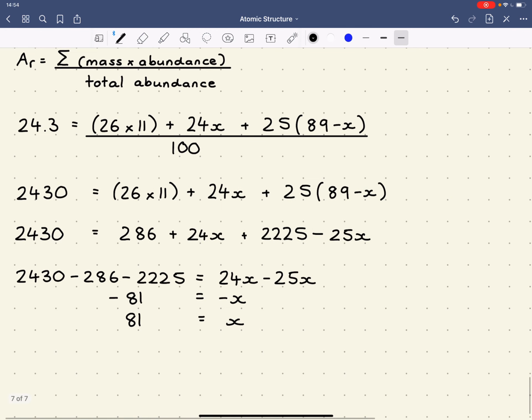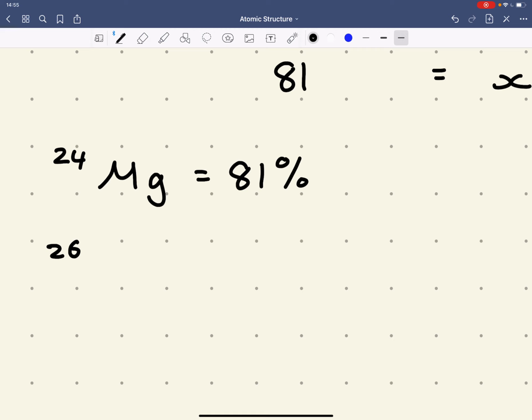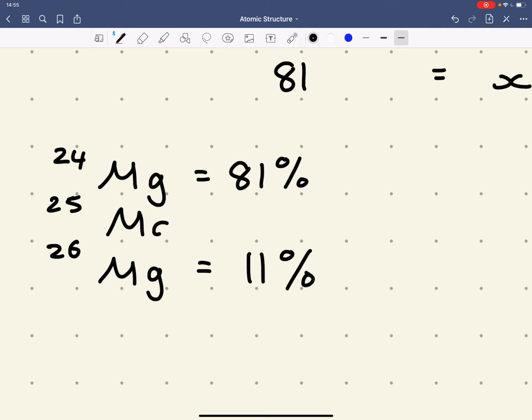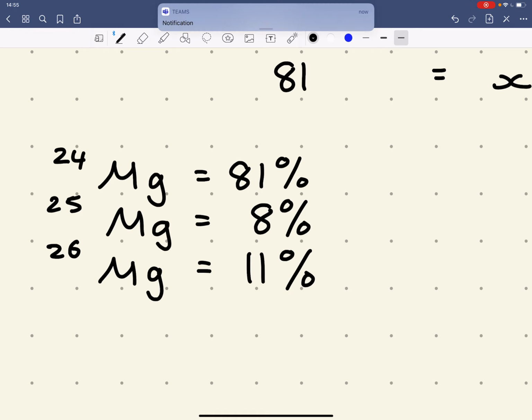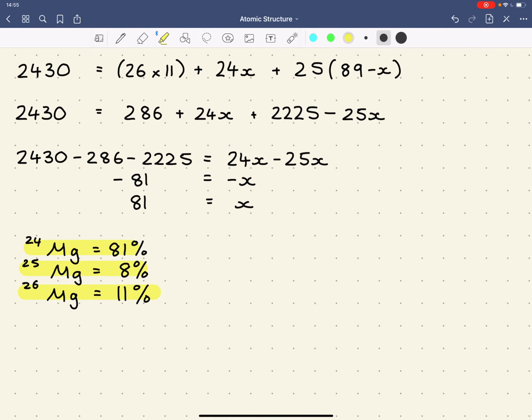Now the x is obviously talking about the abundance of the magnesium-24 isotope, so the Mg24 is equal to 81%. We already know that the magnesium-26 isotope is 11%, and therefore the magnesium-25 isotope must be 8% in order for them all to add up to 100. And that therefore is my answer to this particular question.